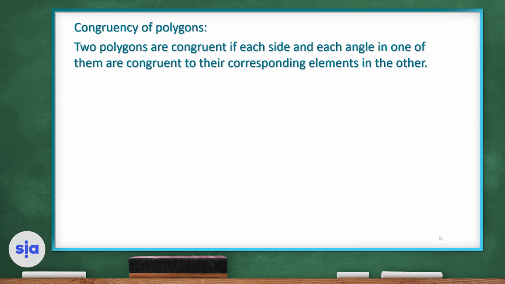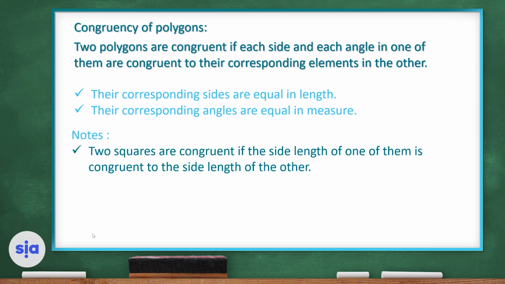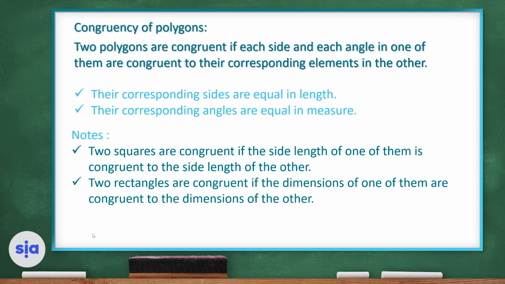Two polygons are congruent if each side and each angle in one of them are congruent to their corresponding elements in the other. Their corresponding sides are equal in length and their corresponding angles are equal in measure. Let's check two notes. The first one, two squares are congruent if the side length of one of them is congruent to the side length of the other. The second note, two rectangles are congruent if the dimensions of one of them are congruent to the dimensions of the other.